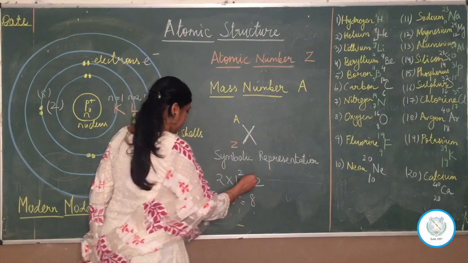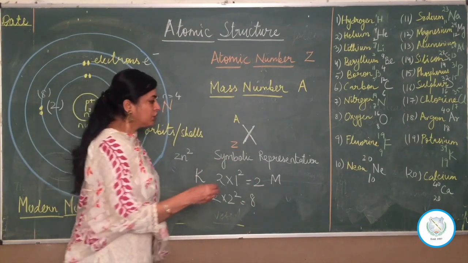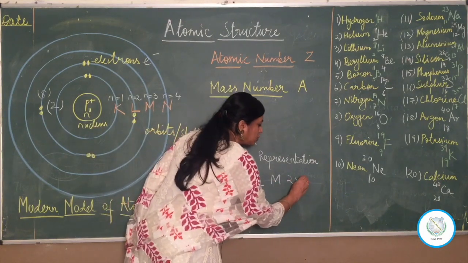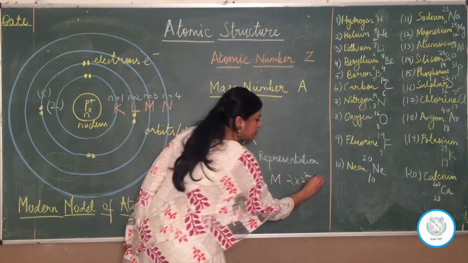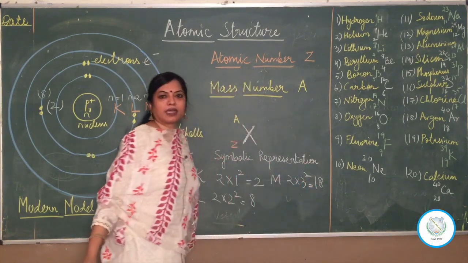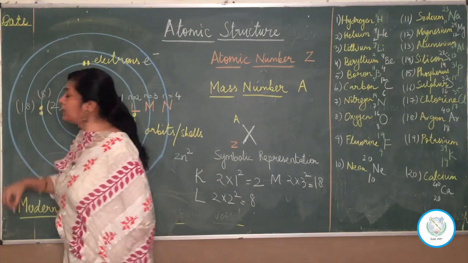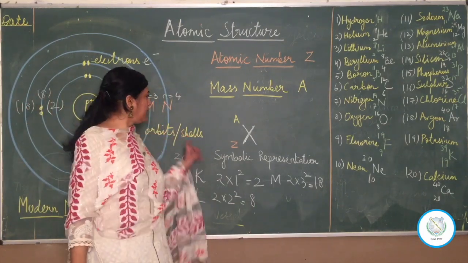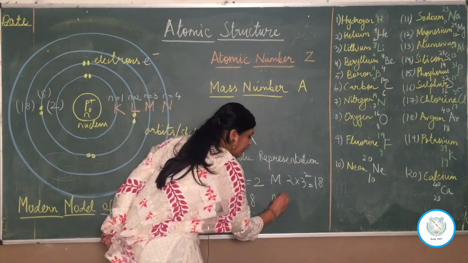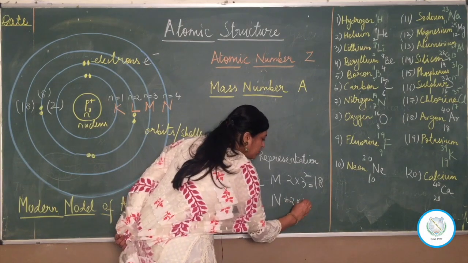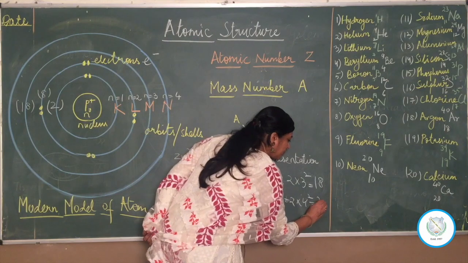Next comes the M shell, whose shell number is 3. So 2n square would be 2 into 3 square, that is 3 square is 3 3s are 9 and 9 2s are 18. So maximum number of electrons which the third shell can accommodate is 18. And finally we come to the fourth shell where n is 4. So in the N shell, 2 into 4 square is 16 and 16 2s are 32.